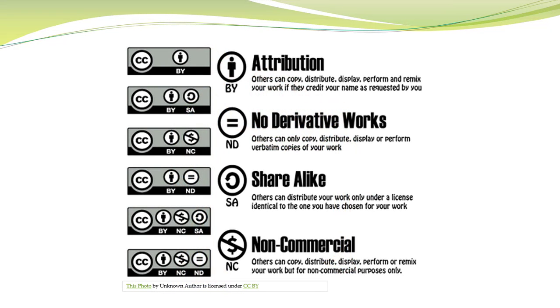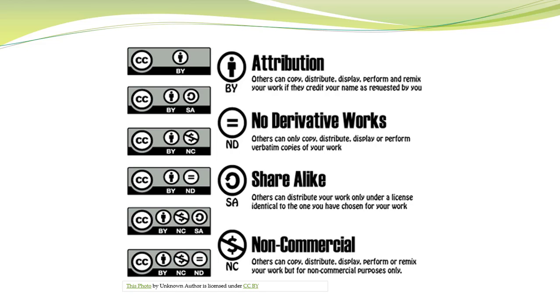This chart shows the more common Creative Commons licenses. The BY code shows that the original creator of the work should be given credit. ND means that no derivatives can be made to the work. It must be used in its original form. ND is the most restrictive of the Creative Commons licenses.